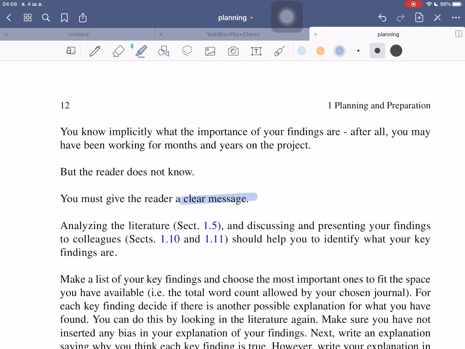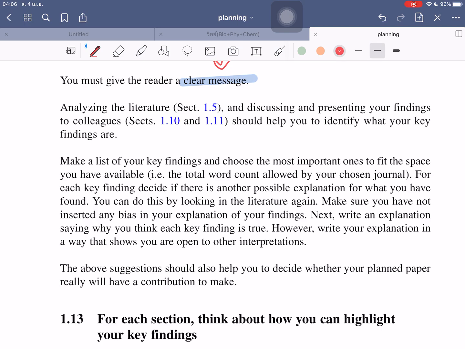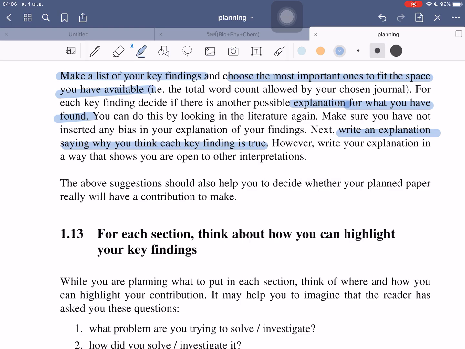You need to have a clear message. Implicitly, you know well how important all your findings are, but you need to make a clear message. It is a good idea to make a list of the key findings that you have found, and choose the most important ones to fit in the space you have available. Then explain what you have found, and write an explanation saying why you think each finding is true. So this is the point in writing your paper for each section.